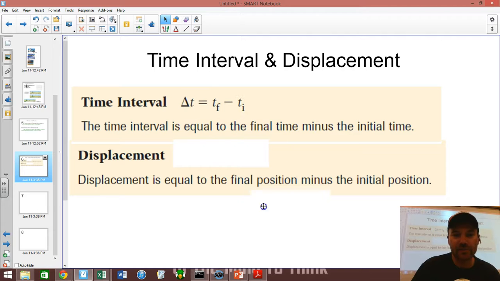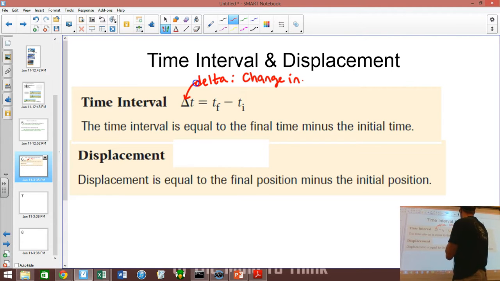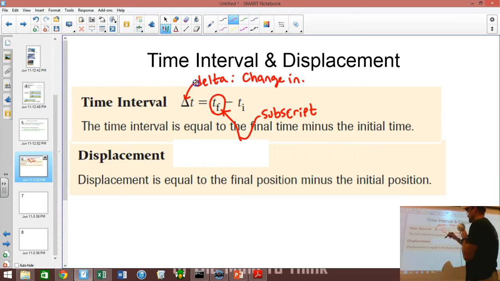Here we're going to have a couple of equations. Well, they're not really equations. The first one, delta t. This little triangle thing right here means delta. It's a Greek letter, which means change in. I'm sure in chemistry class you learned this. This is T sub F. So this little letter below it, we call this a subscript. This is T sub F, which means it's the final time.